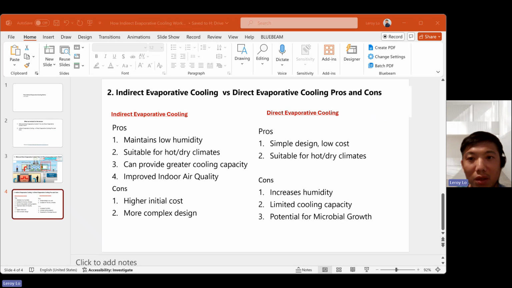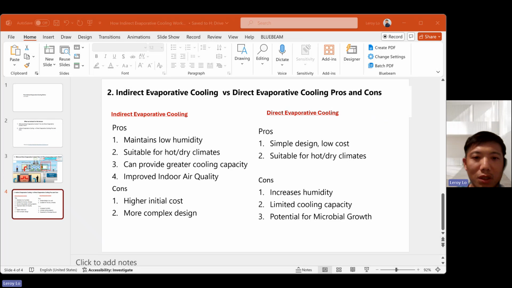And it is suitable for hot and dry climates. Like indirect evaporative cooling systems, the direct type is more effective in hot and dry climates where the evaporation process can efficiently cool the air. So that's the reason behind it.